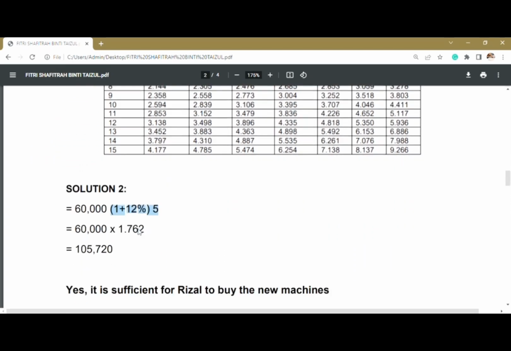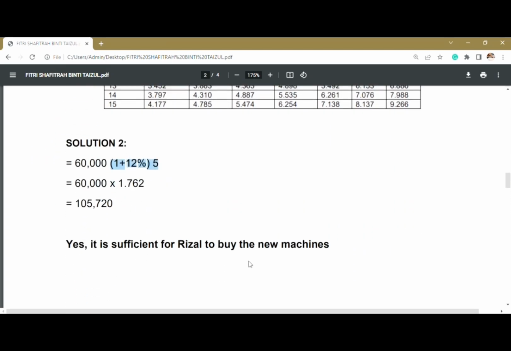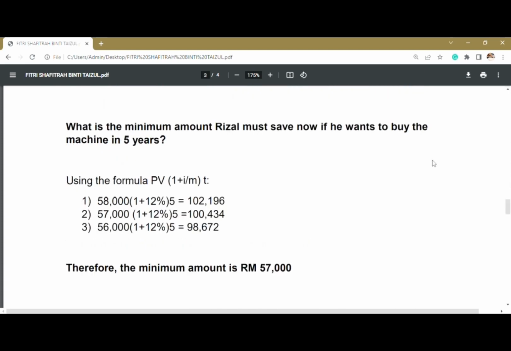So again, yes, it is sufficient for Rizal to buy the new machine. Thank you. For the next question, question 4 is, what is the minimum amount Rizal must save now if he wants to buy the machine in 5 years? So, the question asks the minimum amount Rizal must save now to buy a new machine in the upcoming 5 years. For this question, we are going to use the present value formula.